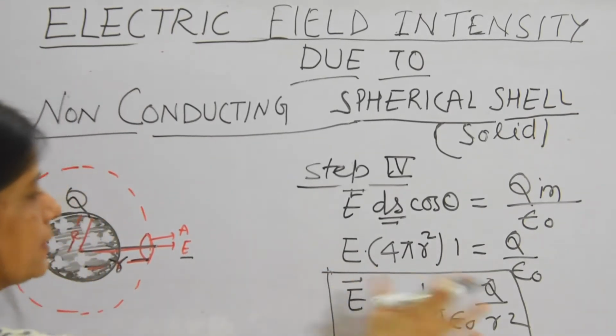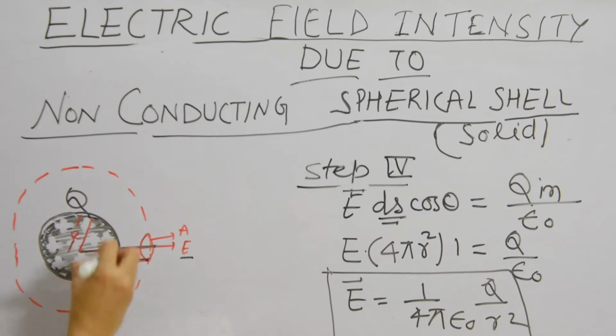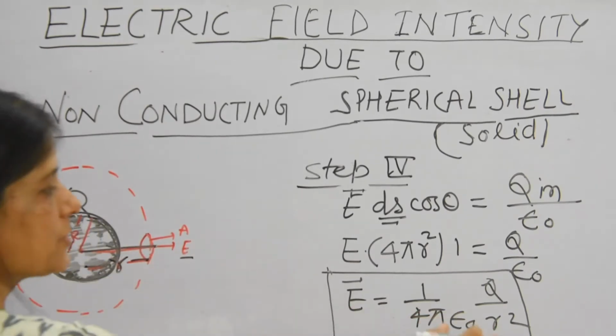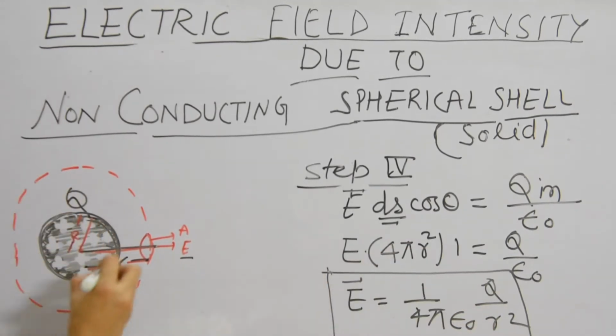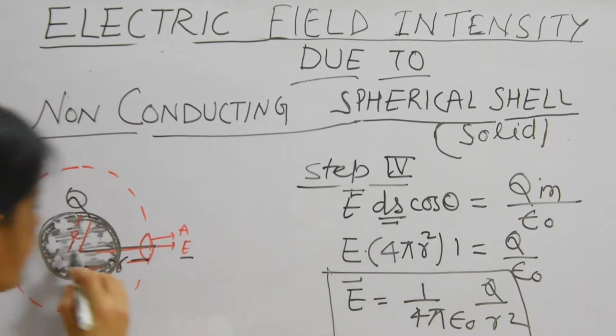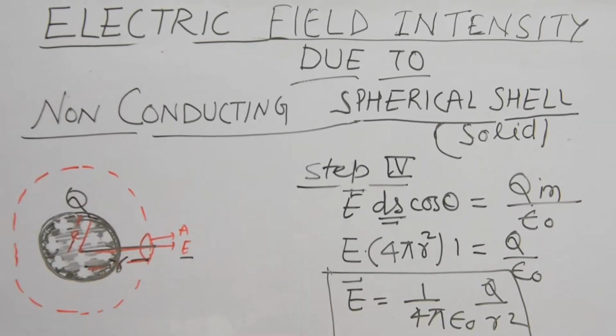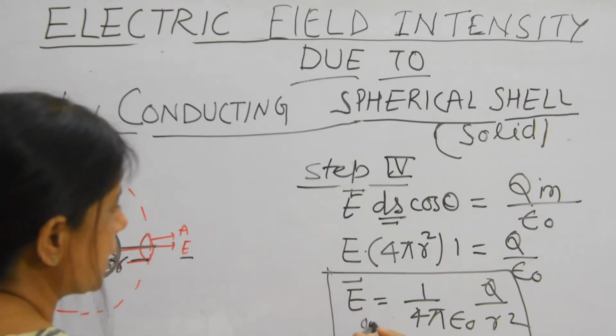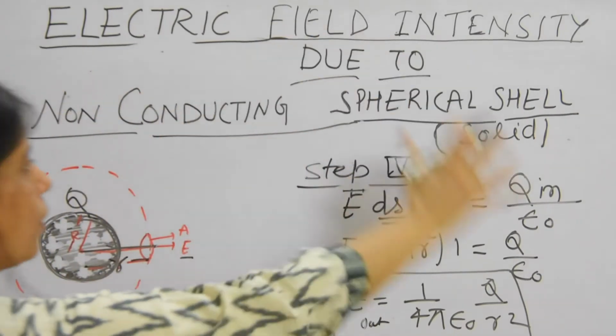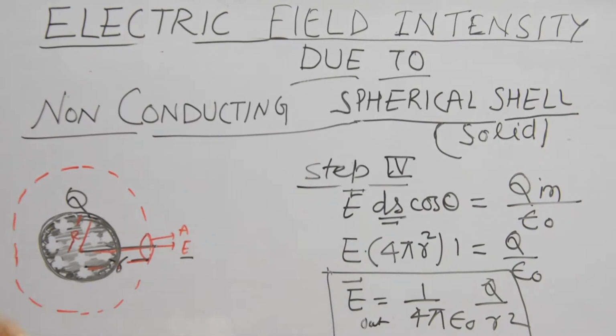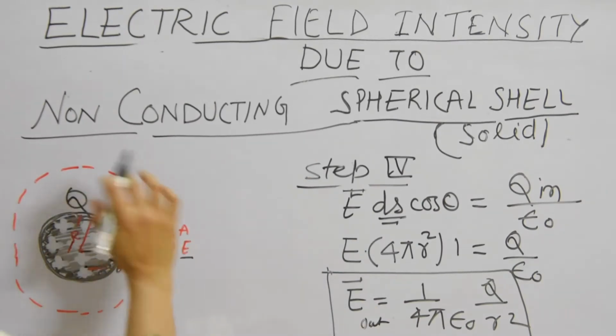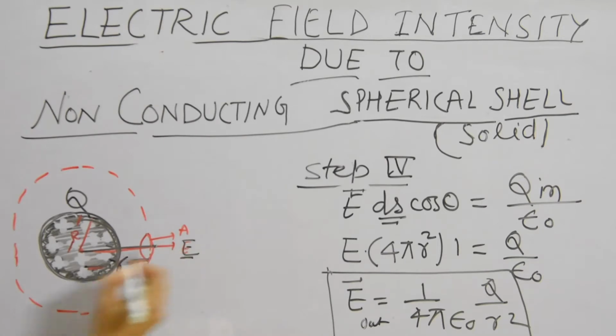It will behave like a point charge, where Q is the charge given to this solid sphere and R is the distance where we have to find the value of electric field intensity. So this is E outside the solid non-conducting spherical shell. Now we have to find the value of electric field intensity inside this solid sphere.